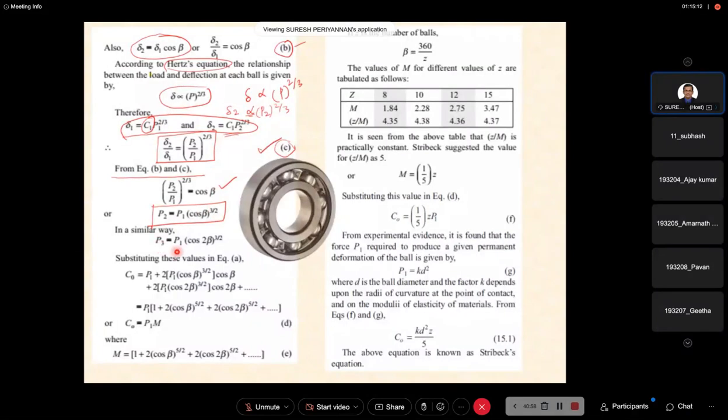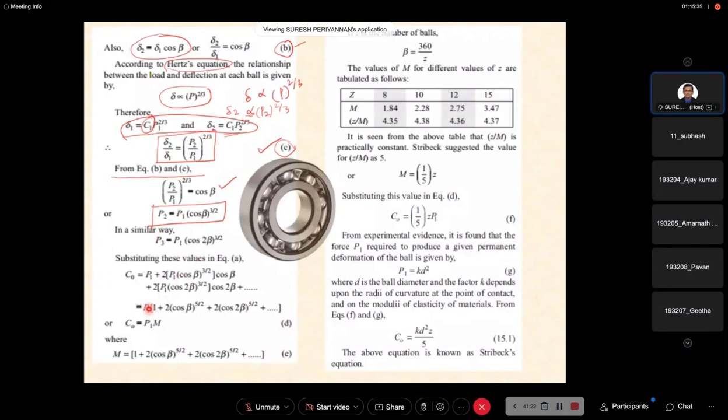Now, what is P3? P3 is also going to be P1 into cos 2 beta. Here beta, here cos 2 beta. As I told you earlier, when you go for the bearing, ball 3 or 4, when you go for ball 4, it will be 3 beta. Now, this is ball 3.